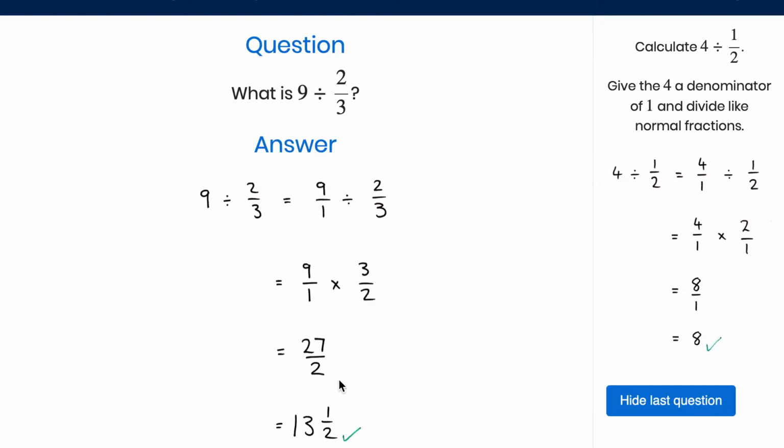Now this actually can be written as a mixed number of 13 and 1/2, and that's because 2 goes into 27 13 times with a remainder of 1. However, unless the question says otherwise, it doesn't matter if you give your answer as an improper fraction or mixed number. Right, now as promised, here's the bonus question, which is a little bit harder.